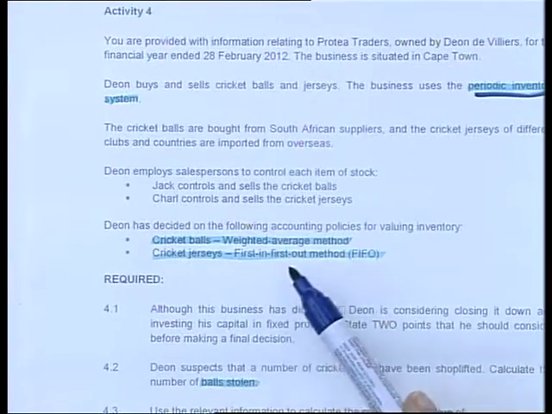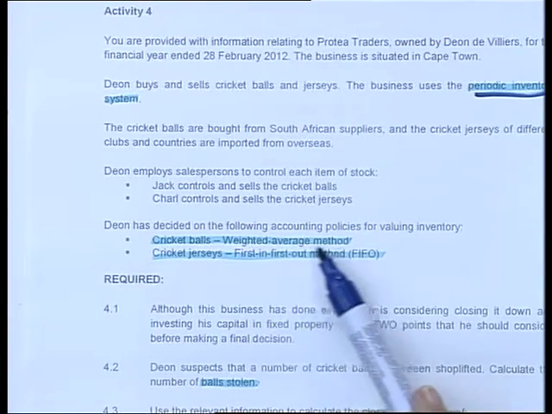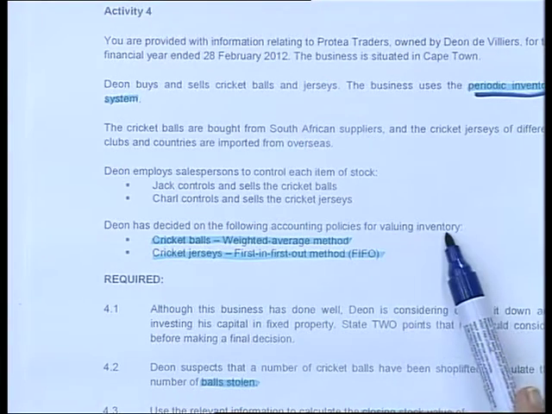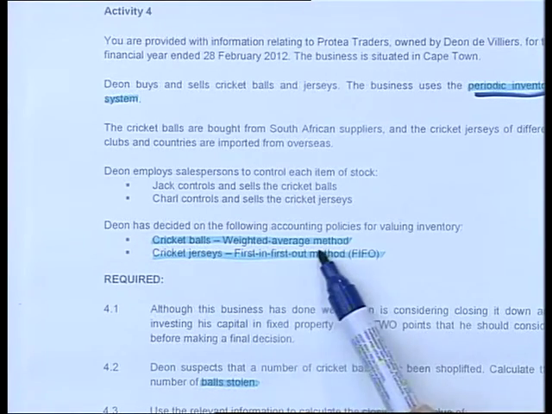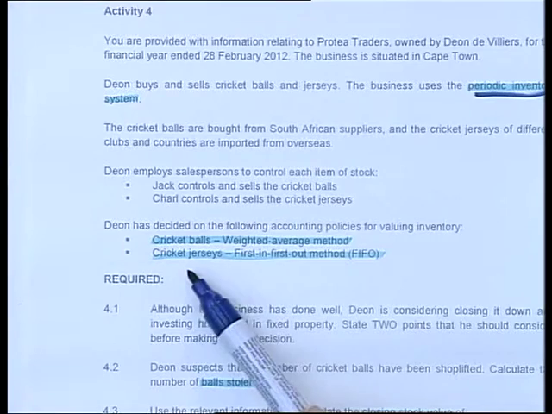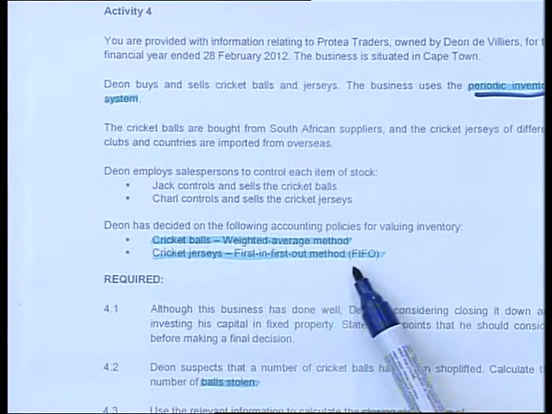Dion, now this is very important. Dion has decided on the following accounting policies for valuing inventory. For cricket balls, he uses the weighted average method. For cricket jerseys, he uses the first in, first out method. And this is why I say this question is a little bit more difficult, because now in one question you have to do the two different ways of valuating your stock.